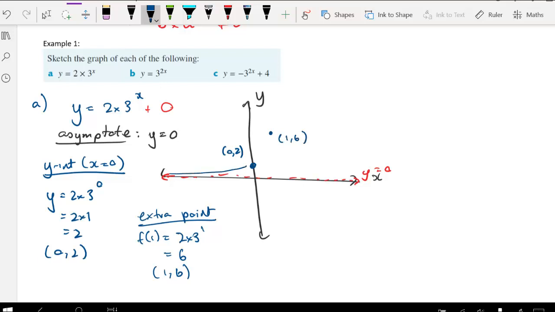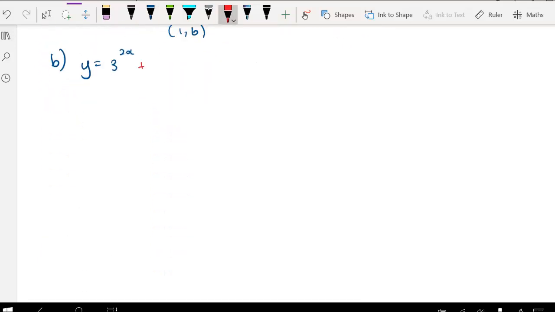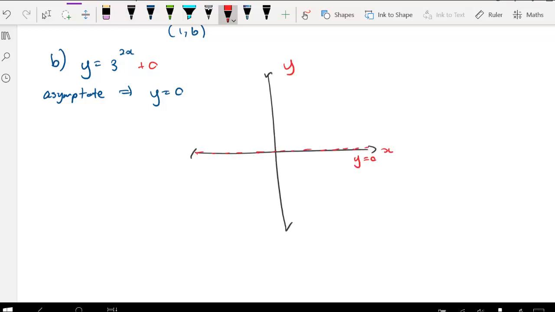And here is our exponential function. Not pretty, but a good indication of how easy these are to sketch. Now the second one, we have y is equal to 3 to the power of 2x. Again, we're looking at it as plus 0, so our asymptote will be y is equal to 0. So we can start to sketch again. So we've got our asymptote y is equal to 0.